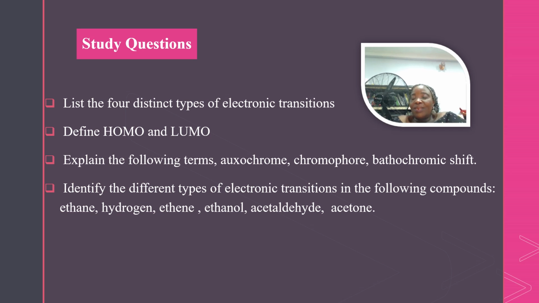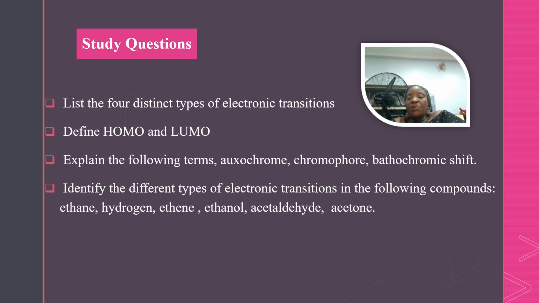We have come to the end of this lecture and we'll be looking at some questions. Question 1: List the 4 distinct types of electronic transitions. Question 2: Define HOMO and LUMO. Question 3: Explain the following terms: auxochrome, chromophore, and bathochromic shift.